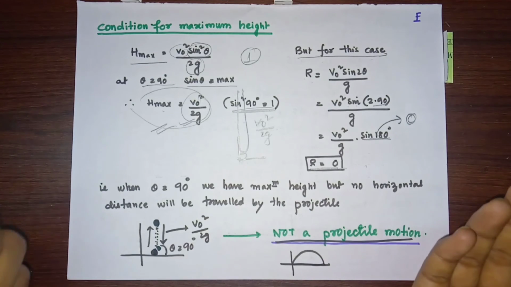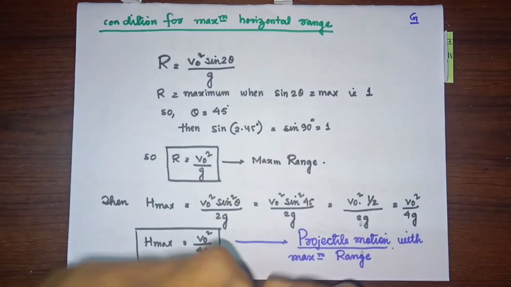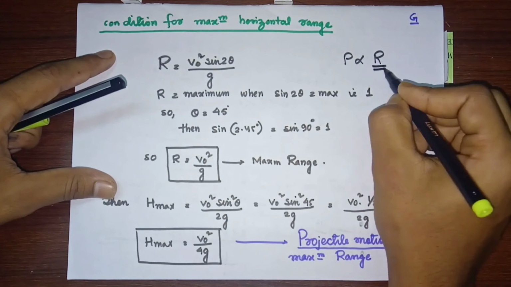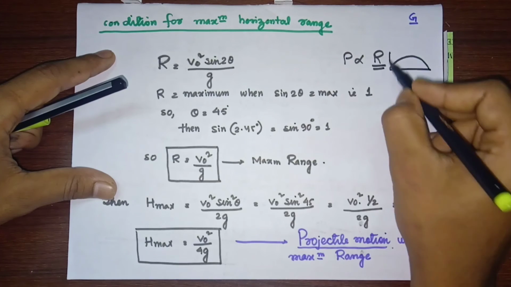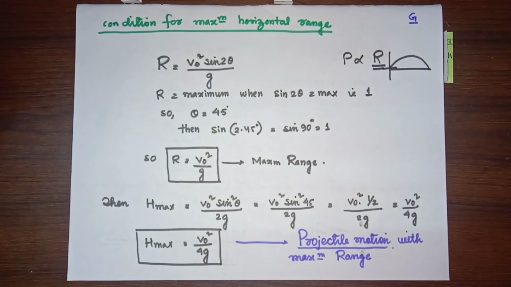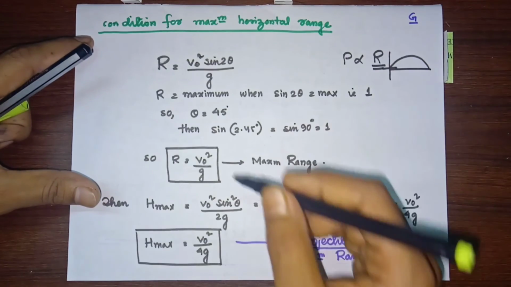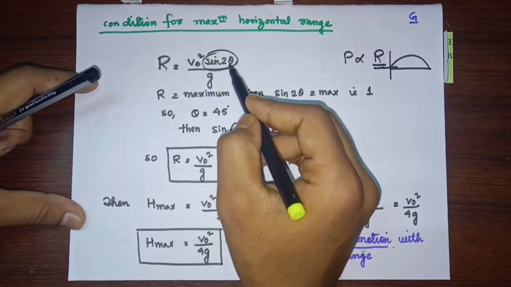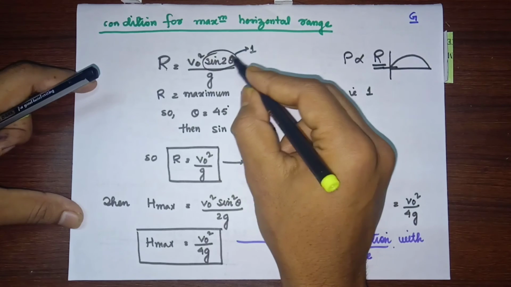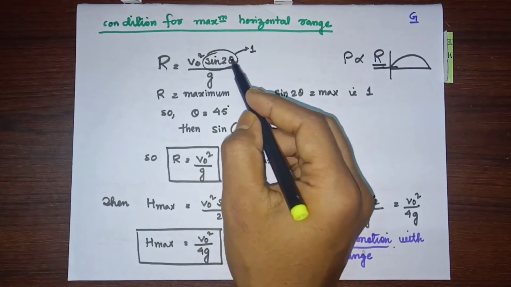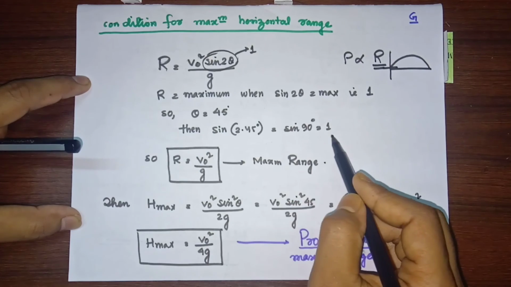So let us see the next case, the case where the range is maximum. The condition for horizontal maximum range. So we know that the projectile focuses on range, that is if range is maximum, the projectile motion is a well projectile motion, means a well defined projectile path will be available. So r is v naught square sin 2 theta by g, and r is maximum when sin 2 theta gives us 1. That happens when theta is 45 degree, then 2 into theta will be 90 degree, so that sin 90 is 1. If you put sin 90 as 1, r will be v naught square by g.